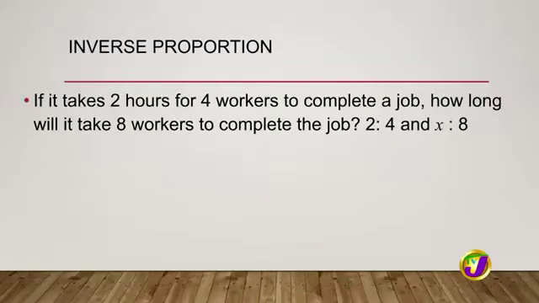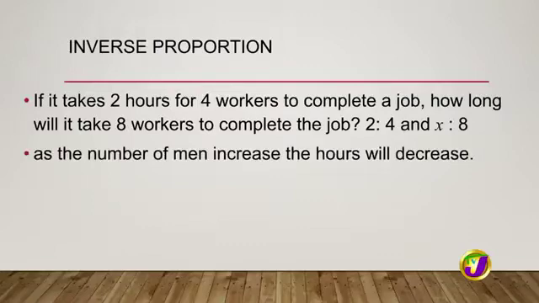Then we have another one. Let's work this one together. If it takes 2 hours for 4 workers to complete a job, how long will it take 8 workers to complete the job? Now let's look at the ratios that we have. Remember when we did ratio before, we always stated that the order matters. So we said 2 hours first in the question for 4 workers. So as you can see, the ratio is 2 to 4. Now, as the number of men increases, the hours will decrease, because if you have more manpower, you're going to definitely have less time.